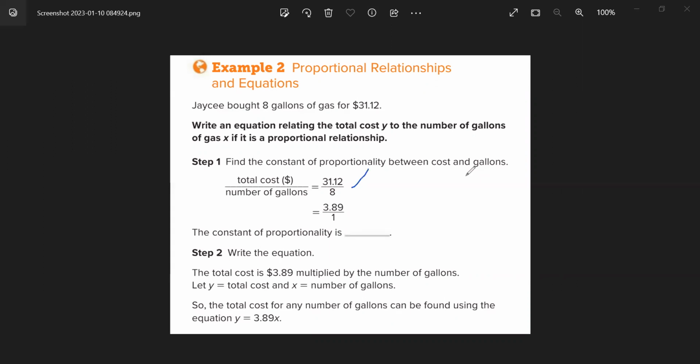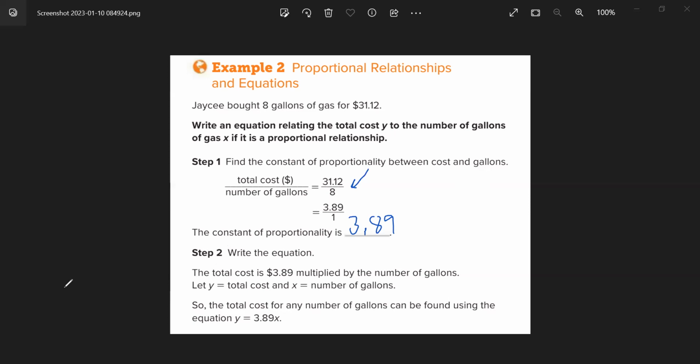So we do the division. 31.12 divided by 8 is 3.89 divided by 1, which means that the constant of proportionality will be 3.89. That means that the total cost is 3.89 per gallon. Okay, that's per gallon.